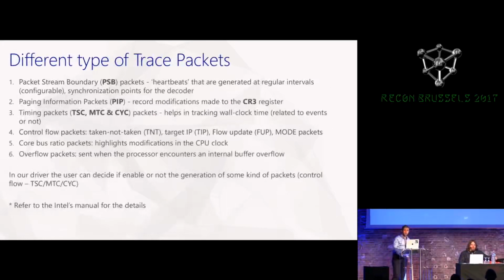Okay, different kinds of packets. To log the software execution, processor trace uses different kinds of trace packets. There are a lot of timing packets that we are not interested in. The packets that we are interested in are the branch packets: taken, not taken, target IP, and flow update packets. Those packets are the most interesting, because with those you can trace the execution of the software and follow its execution, even maybe checking the source, the assembly code.